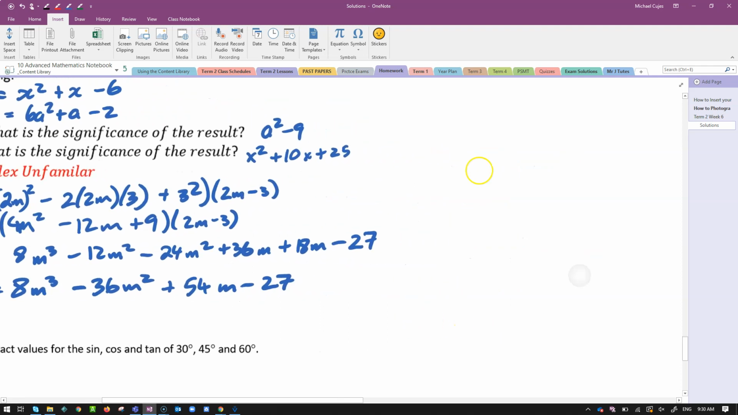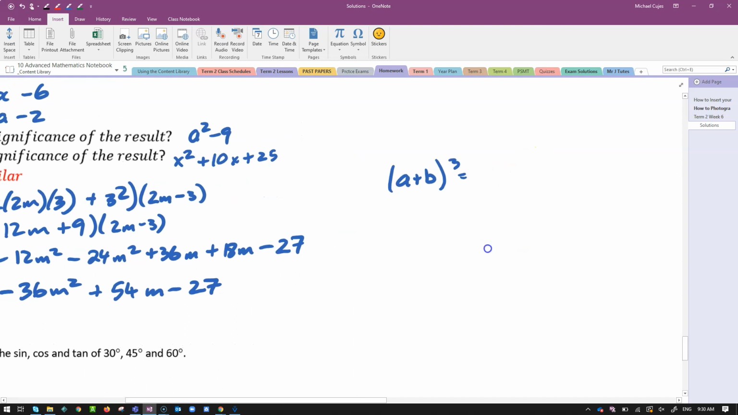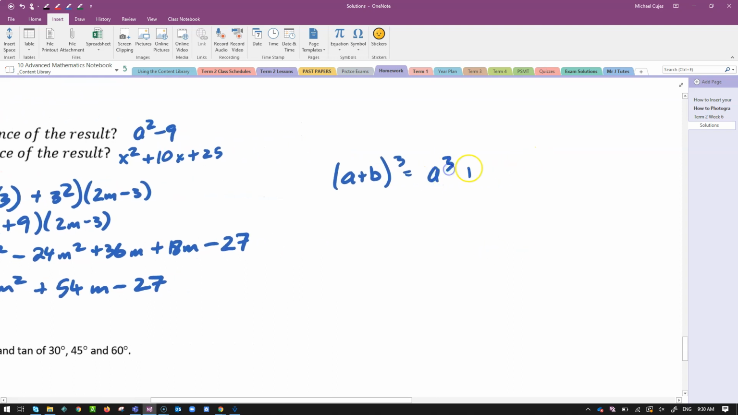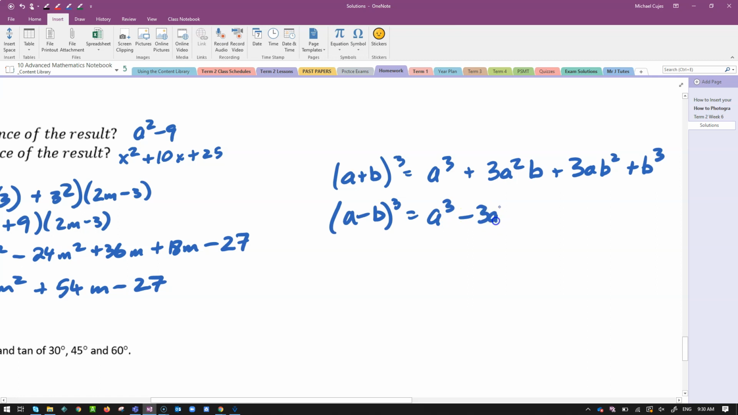Interestingly, if you want to know the shortcut way to do that, a cubed plus 3a squared b plus 3ab squared plus b cubed. If it was minus, so you'll need those next year. If you write them down now, it'll save you having to learn them next year.